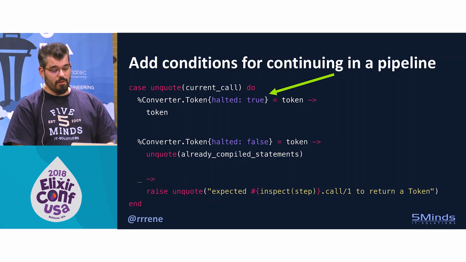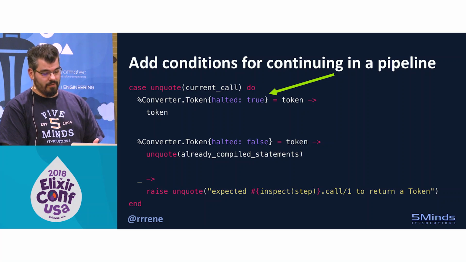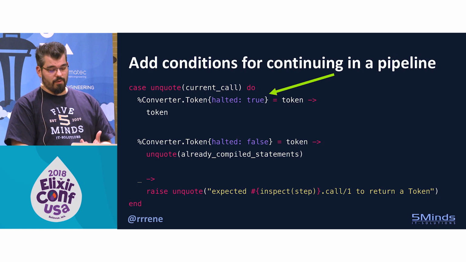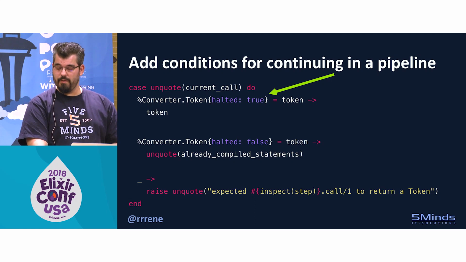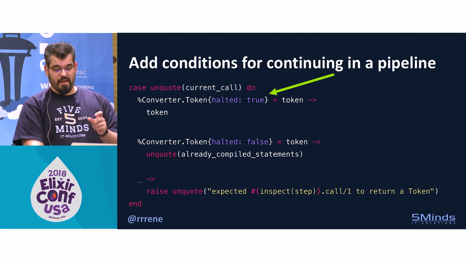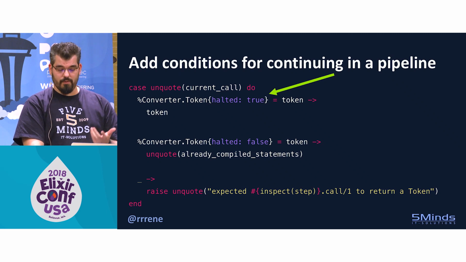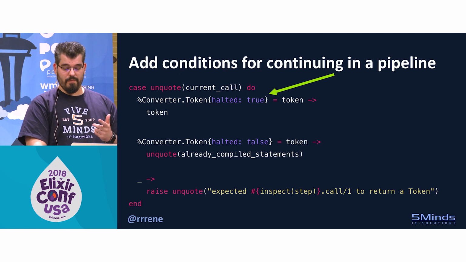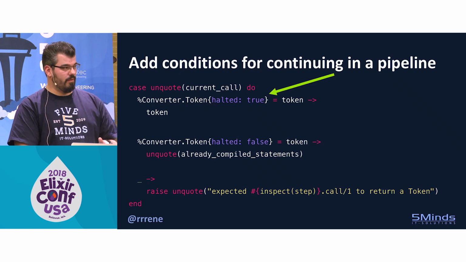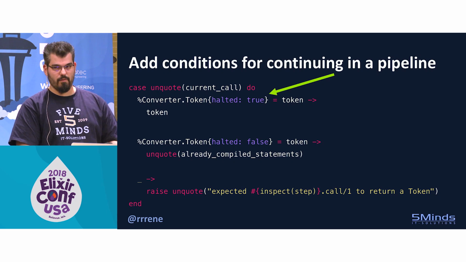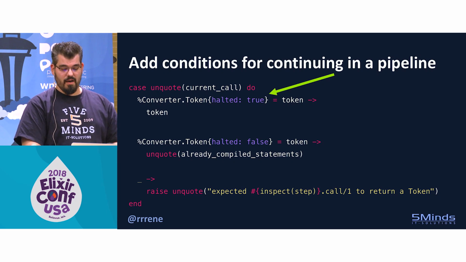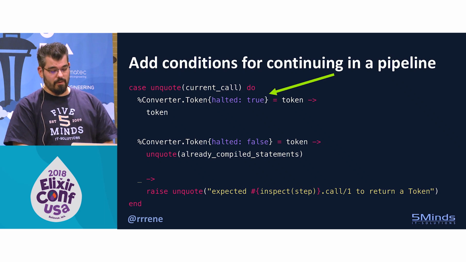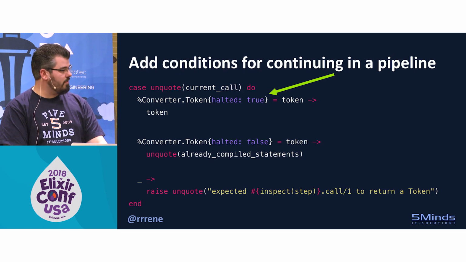We could also introduce a halt mechanism similar to the one present in Plug, which would enable us to leave a pipeline early. And we would do this by adding a new field to our token, which we could call halted, and then we would match on halted true in the case statement. If that match is successful, we just return the token, effectively skipping the rest of the pipeline. And here we are only executing the already compiled statements when we encounter a token with halted false.